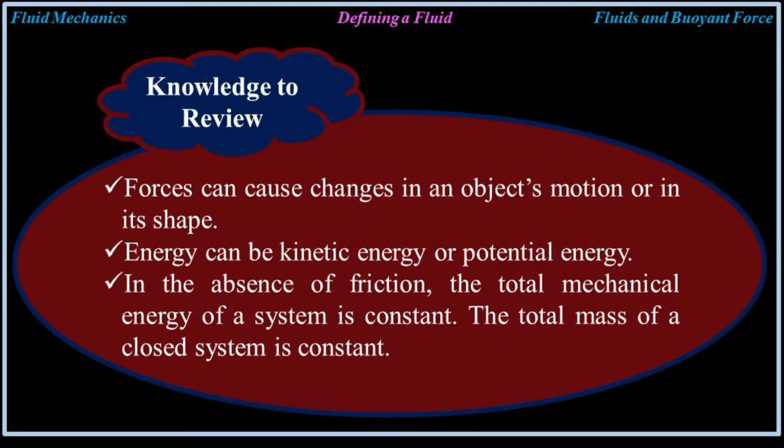Forces can cause changes in an object's motion or in its shape. Energy can be kinetic energy or potential energy. In the absence of friction, the total mechanical energy of a system is constant. The total mass of a closed system is constant.